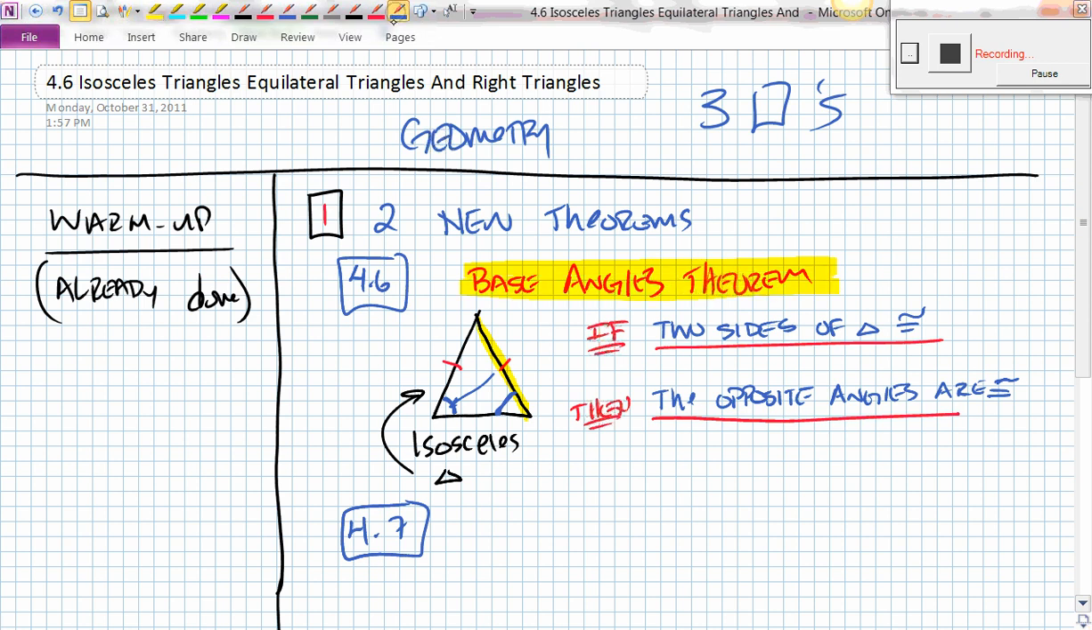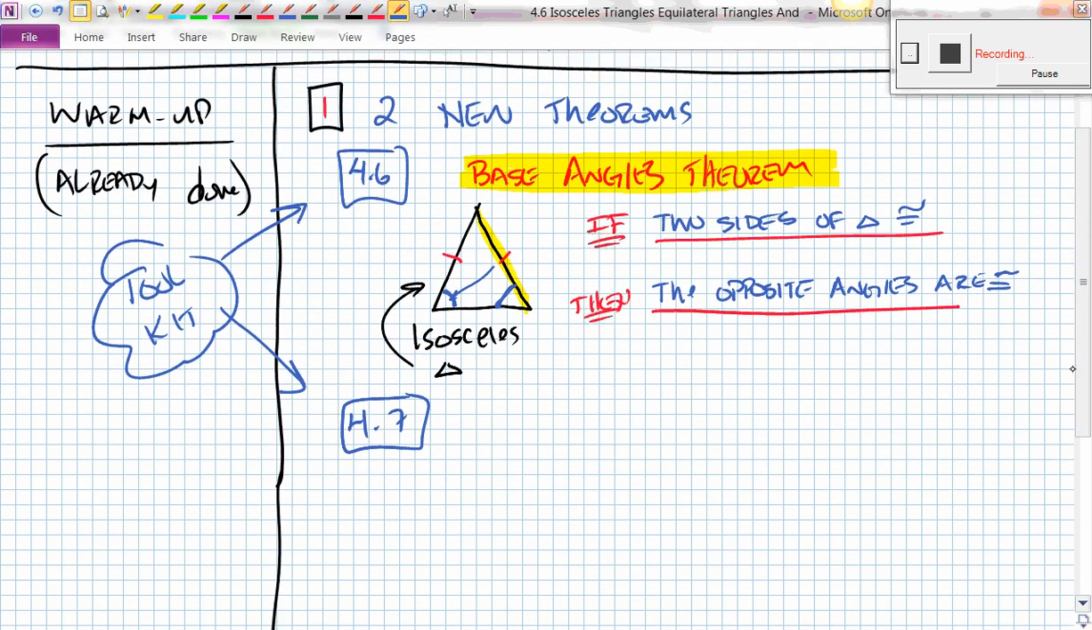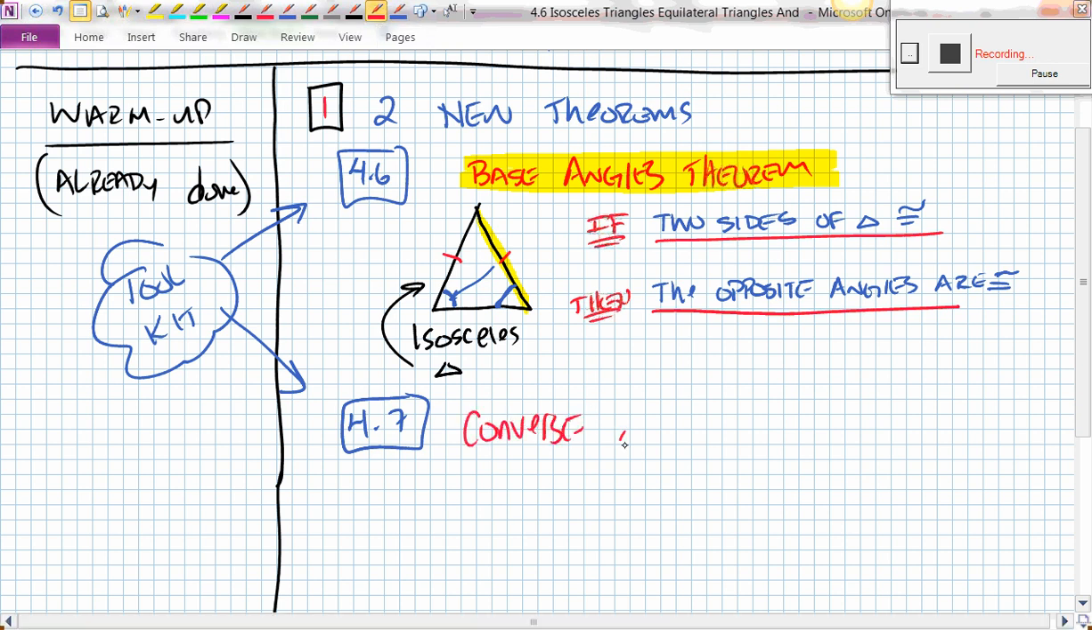Okay? And then tonight, please put that in your toolkit. I'm going to speed up the lesson because we only have about 10 minutes left. So tonight, put that in your toolkit and put that in your toolkit as well. Okay, so the base angles theorem says if two sides of a triangle are congruent, then the opposite angles are also congruent. Now, 4.7 is the converse of the base angles theorem.